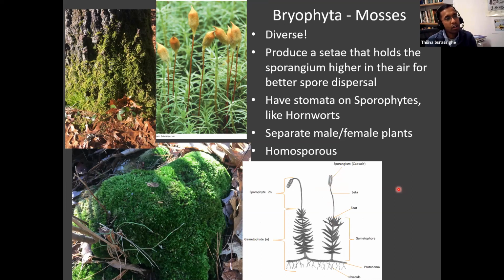Now these mosses too have stomata on the sporophyte, not on the gametophyte. It's a characteristic feature they share with hornworts. These guys have separate male and female plants, and they produce spores, and all the spores produced from the sporangium are similar, hence we call that homosporous. I will explain this particular plant part subsequently, but I intentionally put it here so you can understand where these parts are, and I will explain the anatomy in a subsequent slide with respect to your exercises.